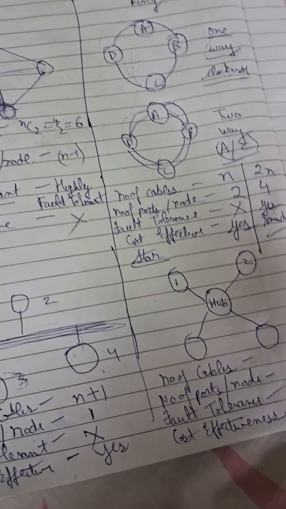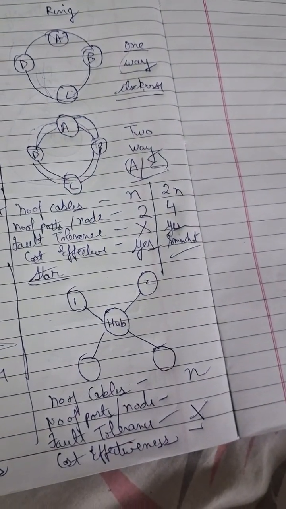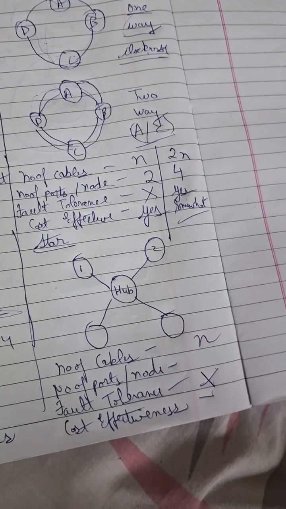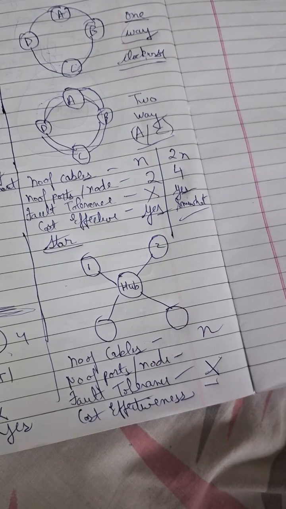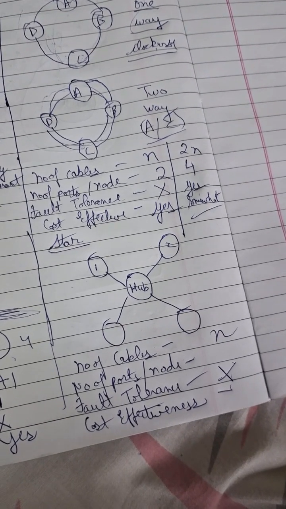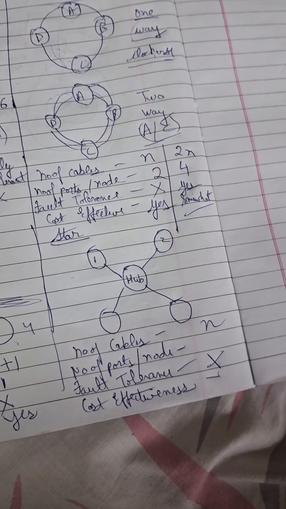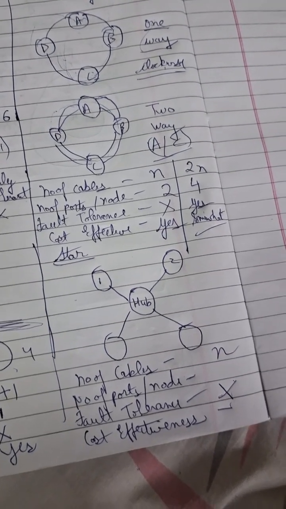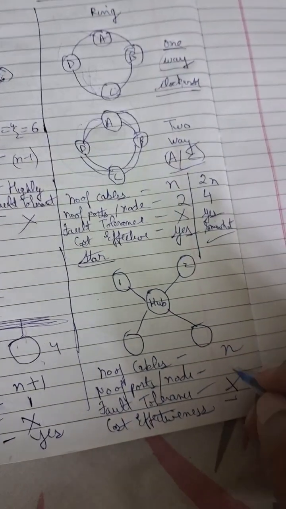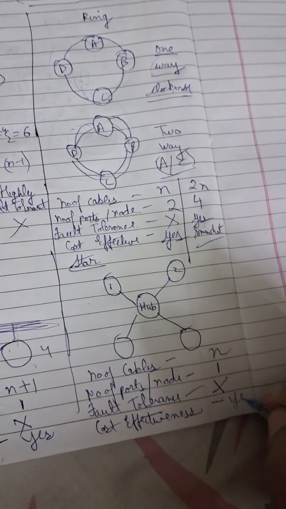But what is the advantage of it? The advantage is the number of cables. The number of cables is just n. So we can see that there is a trade-off between the number of cables, that is cost, and fault tolerance. If we have a fault tolerant network, then it needs a lot of cost, because the number of cables will increase. If we want a highly cost-effective network, then we lose on fault tolerance. So there is a trade-off between fault tolerance and cost effectiveness. The number of cables would be n, the number of ports would be 1 per device, and it will be cost effective.